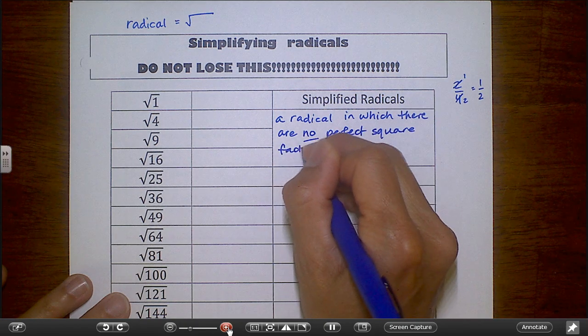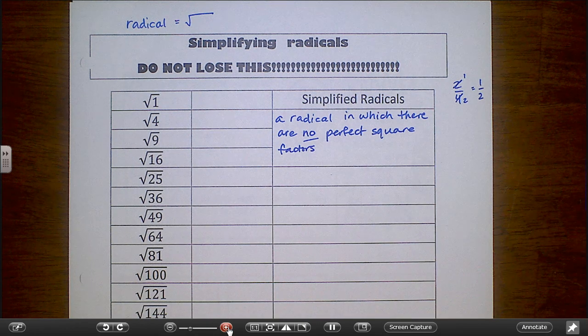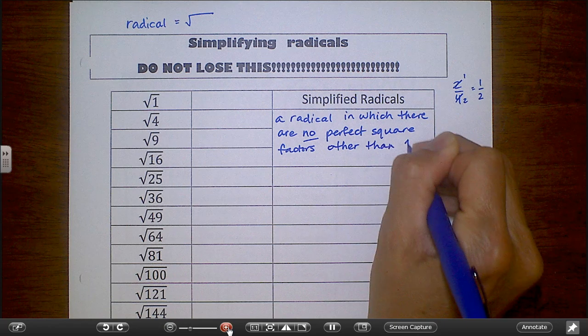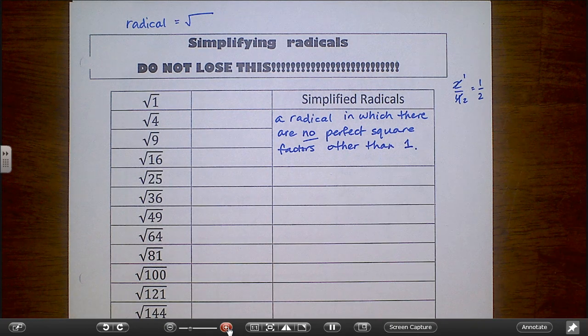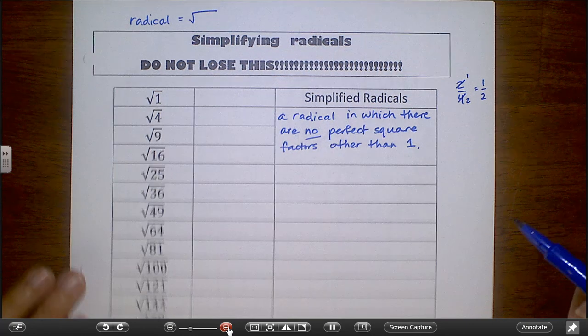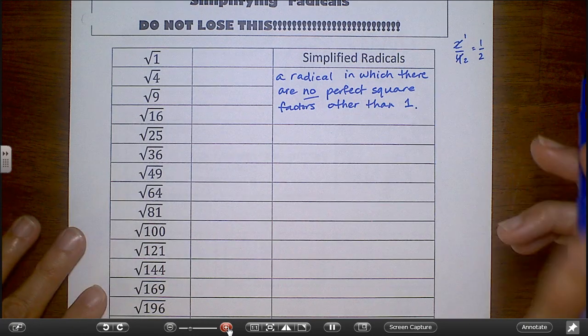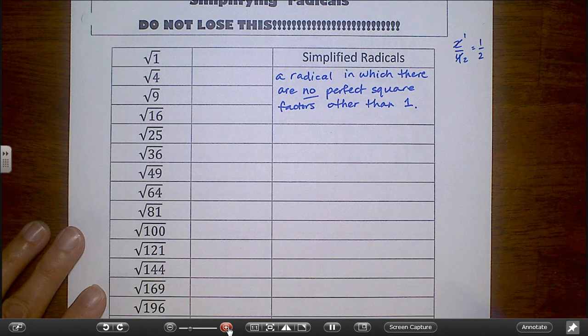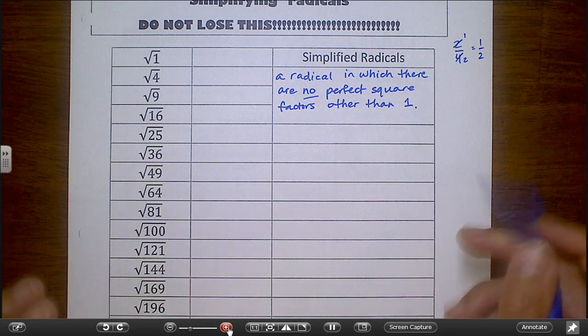factors. Remember that factors means numbers that you can multiply together. To have perfect square factors would mean there is a perfect square that you can divide out of a radical. So no perfect square factors other than 1. What you want to have at the top of your head here are the first 20 perfect squares, because you're going to want to recognize those as factors of other numbers.